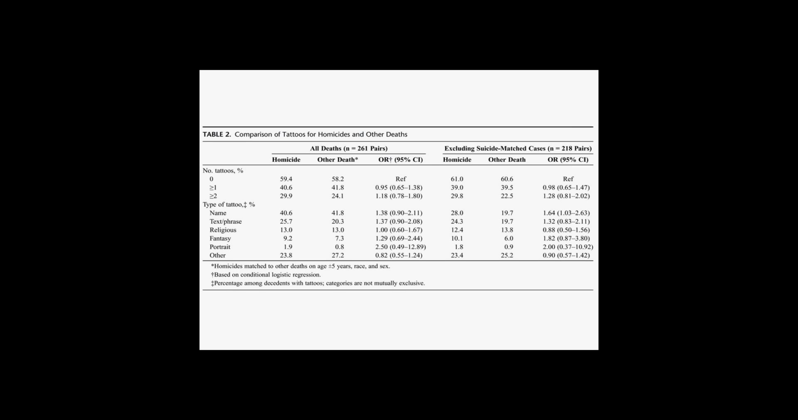So I now know what unicorns are for. You get a tattoo of a unicorn to prevent yourself from being burned in that particular area right there. But here, we have our homicide cases and we looked at tattoos. We had our non-homicide controls looking at tattoos as well.